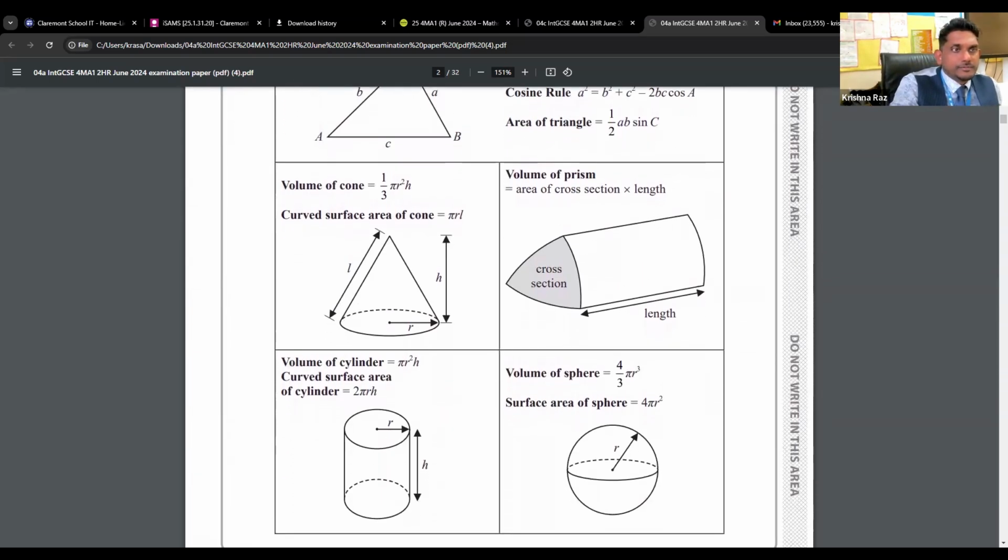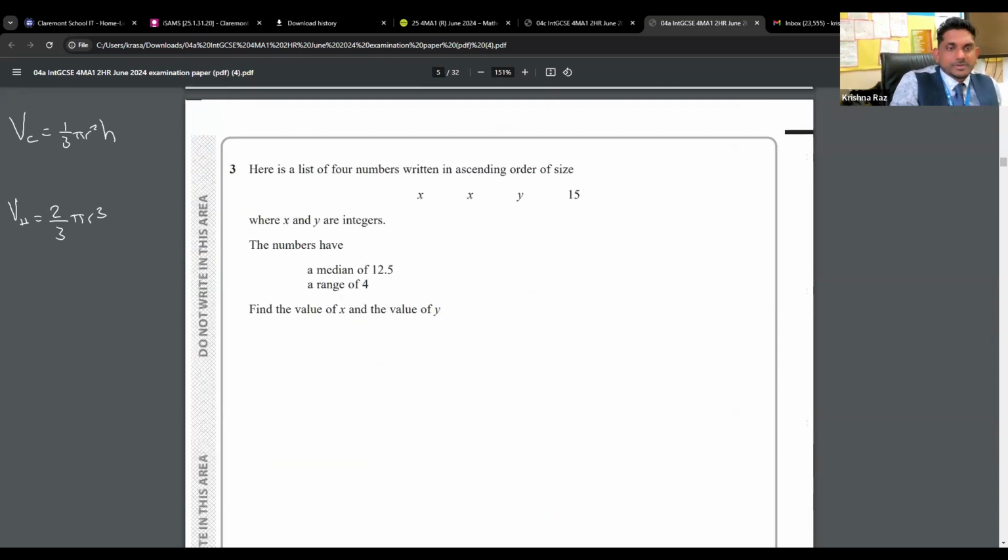If we go to the formula sheet, let's write them down. So volume of the cone is a third pi r squared h. And the volume of the hemisphere is going to be half of a sphere. So half of 4/3 is 2/3. So 2/3 pi r cubed. So those are what we need for this question.